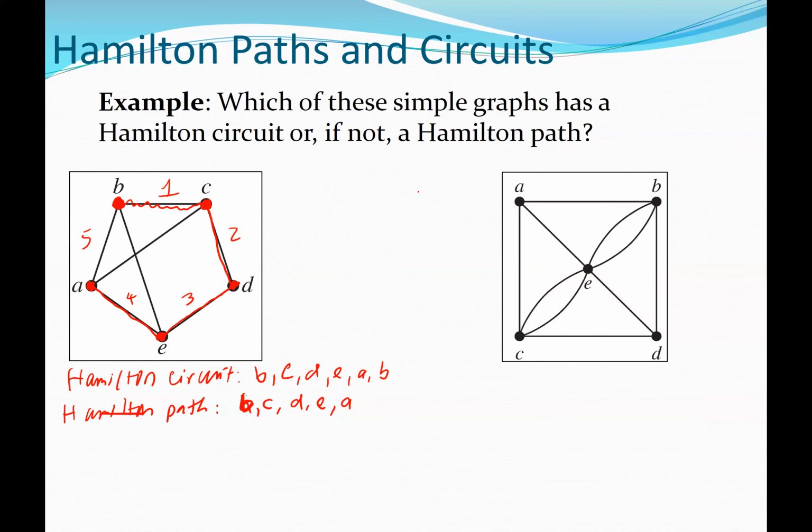So for this second example here, let's see if we can have a circuit or not, right? So pick A again. Again, we only worry about covering all the vertices.